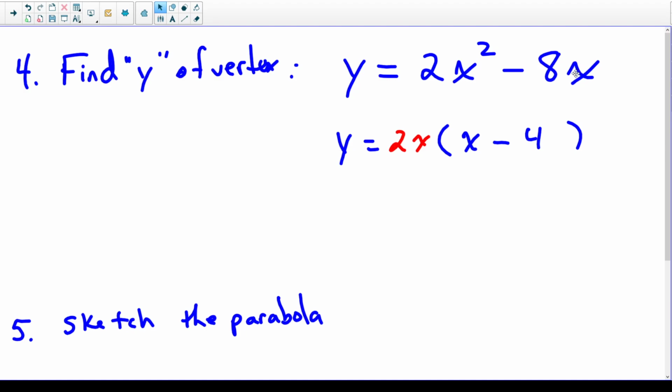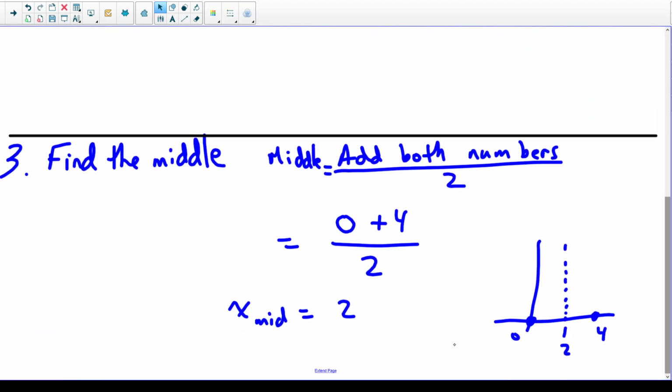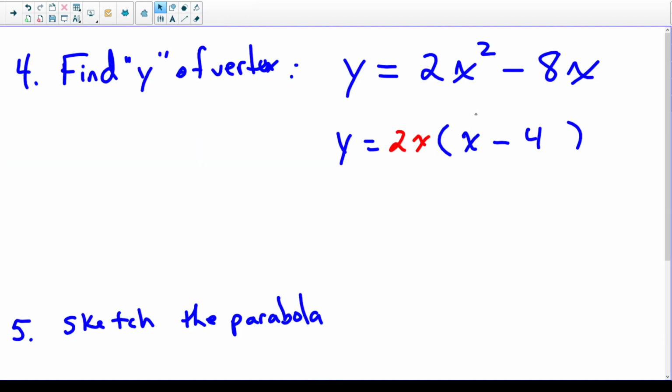Well, which y value are we looking for? We're looking for the y value of the vertex. So which x value should I substitute in? I should substitute in the x value of the vertex. But we just calculated the x value of the vertex. That's our middle point. This middle point is the x value of the vertex. Now, why is that? Because the middle point is the axis of symmetry, and the vertex is always on the axis of symmetry. So this x value is the x value of the vertex. We just need to substitute that into the original equation.